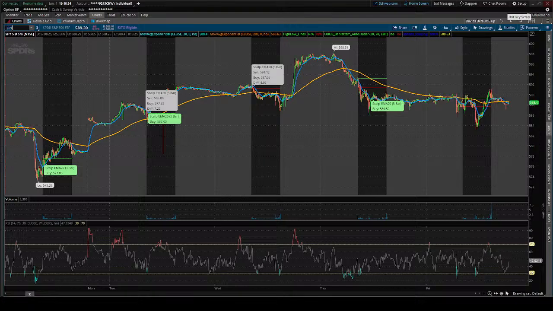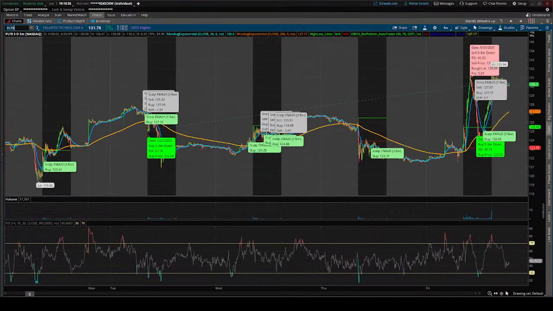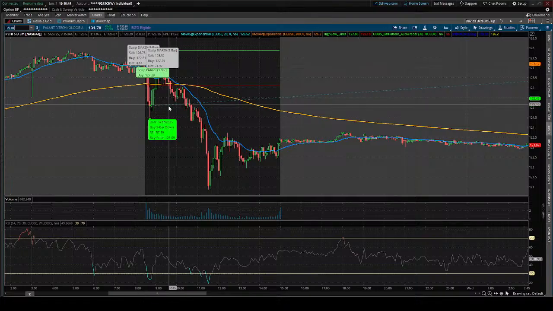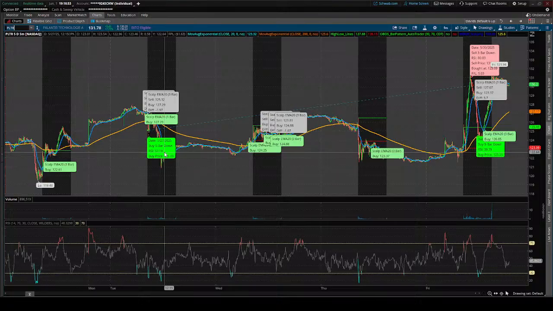Let's go to Palantir. We can see in Palantir we got a lot of action going on the 5-minute chart. We got our first scalp here at made 4.14. Second scalp we did was a quickie, lost $1.97. We got a 5-down bar buy indicator here. We don't see that sell till 3 days later, and it's for a profit of $5.03.